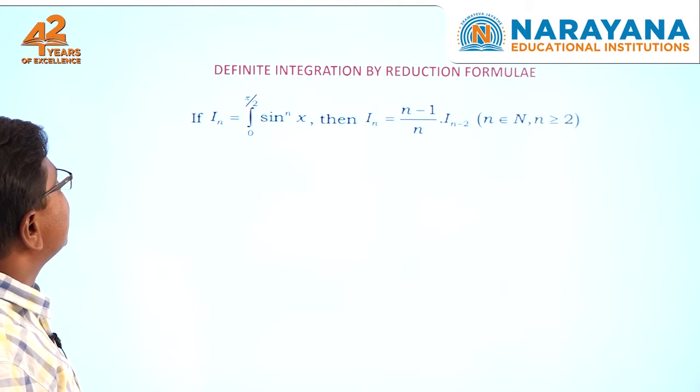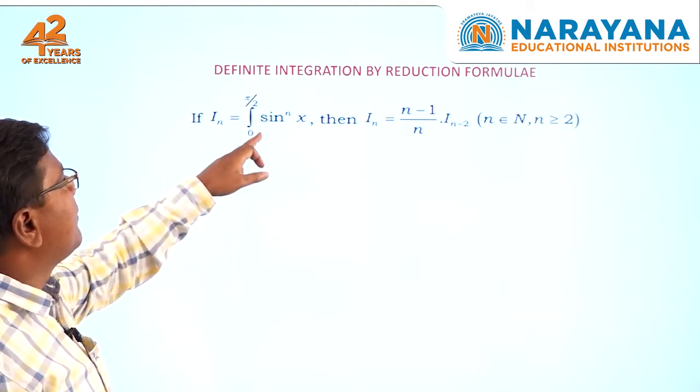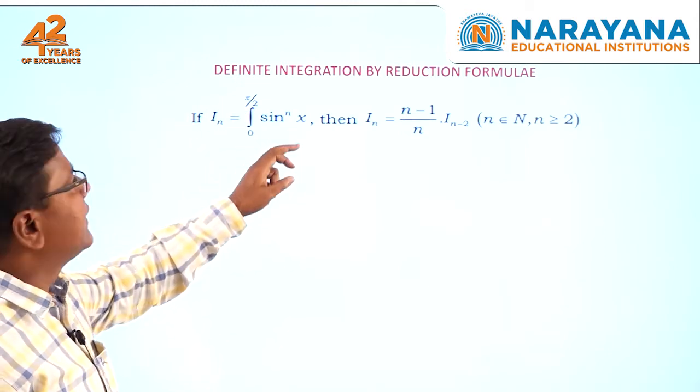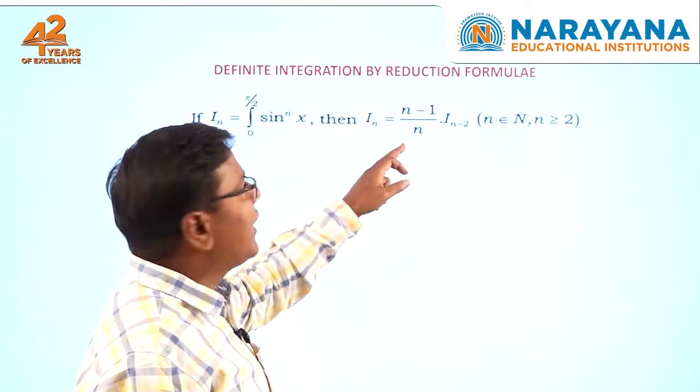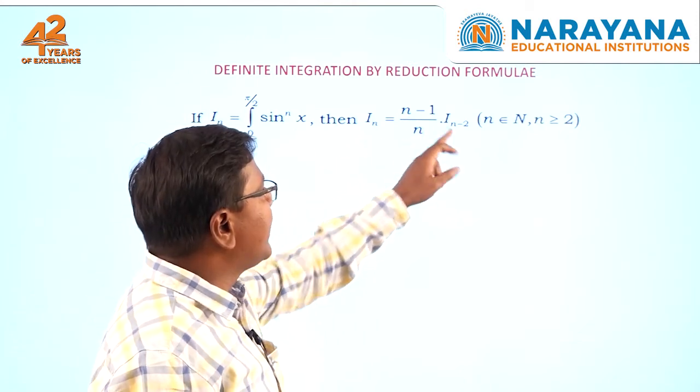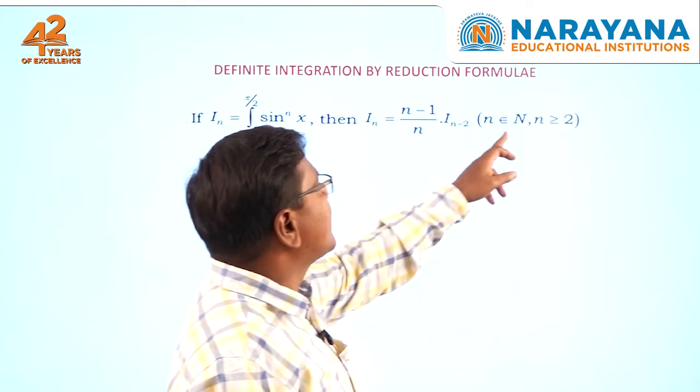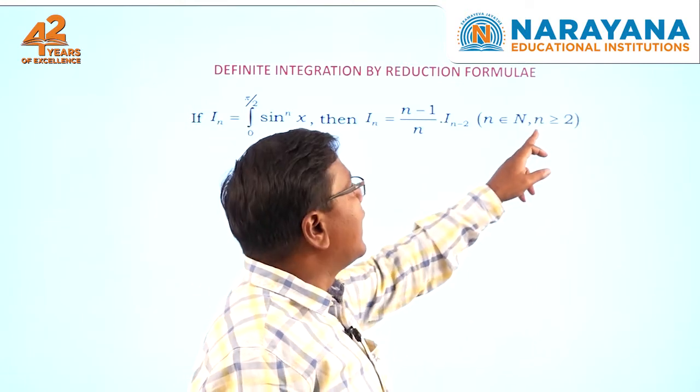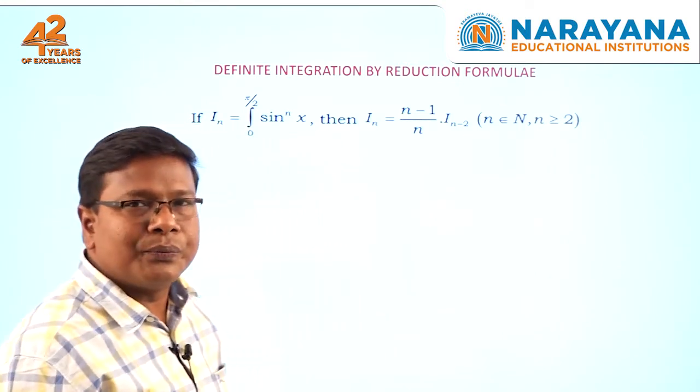Now what is given is, if I n equals integral from 0 to pi by 2 of sin power n x dx, then I n equals (n minus 1) by n into I n minus 2, for n belongs to natural numbers, where n is greater than or equal to 2, right?